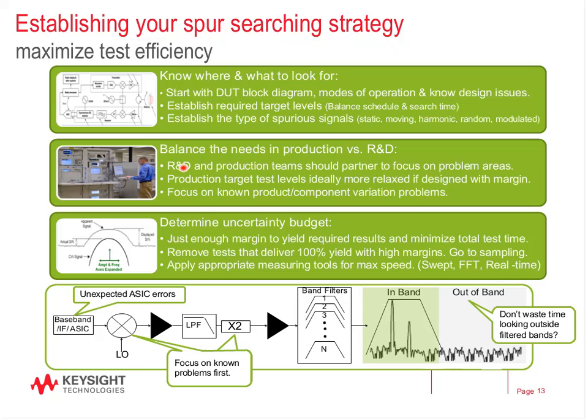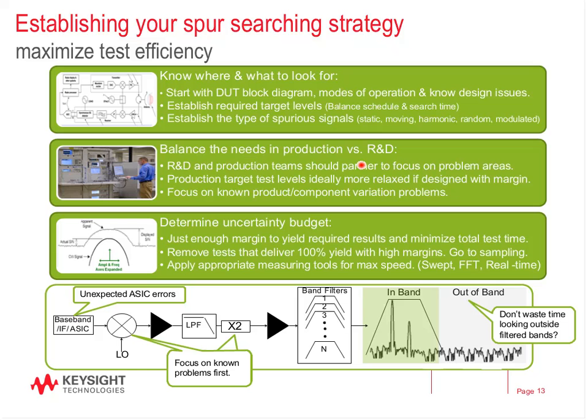Usually the best approach is to partner with production early in the design phase. You're usually tracking down spurs in development, so you know where to look, where they are, and where there are problems or design margin issues. For example, if you designed a filter and you're right on the edge of the filter skirt, that will tend to have a large amount of variation. Your production teams should be aware of that and check for that particular spur at that offset.